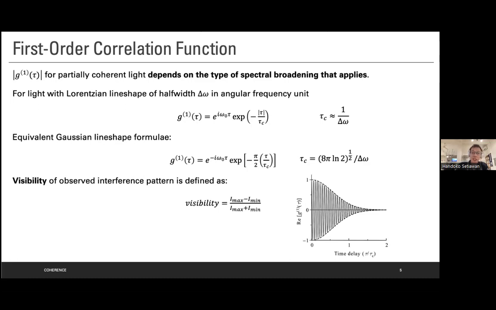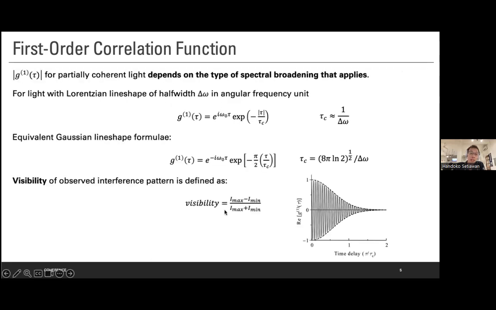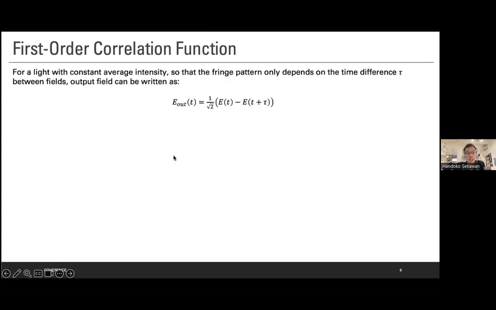We will also be introduced to a certain property called visibility. Visibility is described as the ratio between the difference of I max minus I min, I max being the maximum intensity and I min being the minimum intensity recorded in the spectrum, divided by the sum of I max and I min. As previously mentioned, the visibility will be correlated to the correlation function itself.